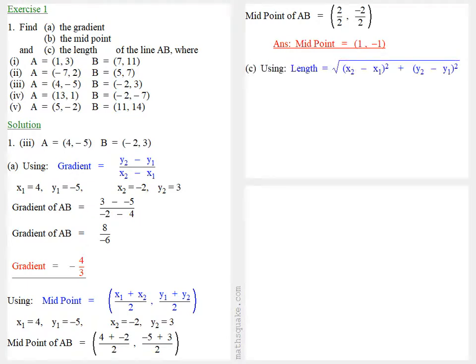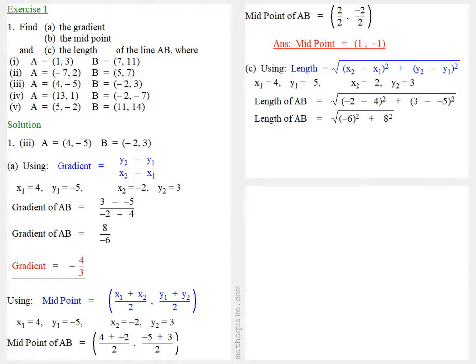And to find the length, we use the formula, the square root of (x2 - x1) all squared plus (y2 - y1) all squared, which is the square root of (-2 take away 4) all squared plus (3 take away -5) all squared, which is the root of (-6) squared plus 8 squared, or the root of 36 plus 64, which is the root of 100, which means the length AB is equal to 10.